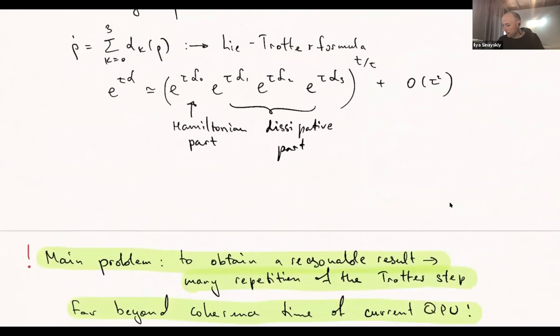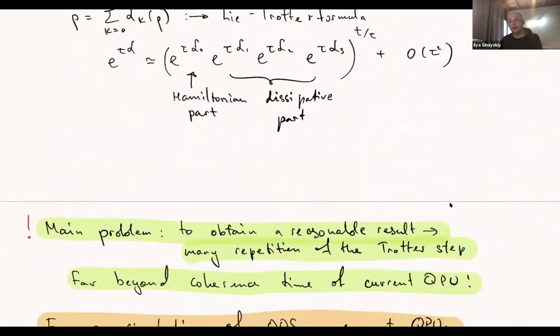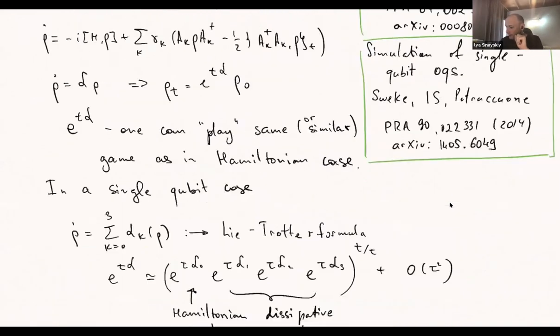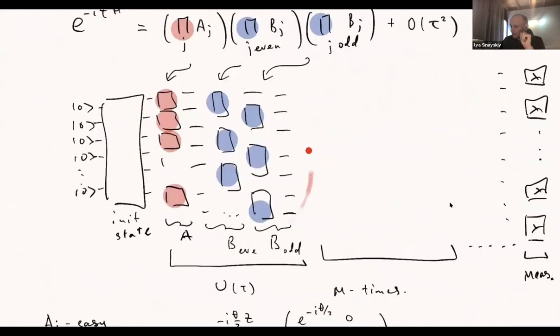Okay, but the main problem with all of that is that in order to get a reasonable answer, we need to implement this circuit a lot of times. You remember, we need to implement this block many, many times. And ideally you want to implement it a couple of hundred times. And this is far beyond anything which is possible on modern quantum computers.